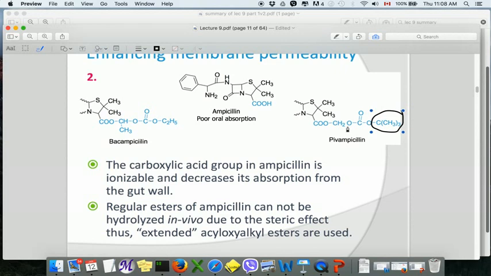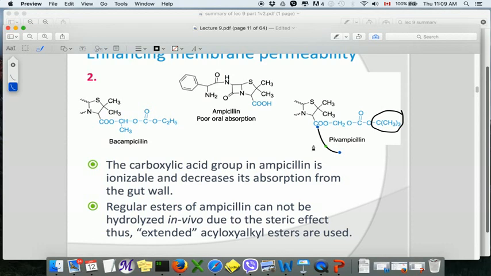So why do we have an extended ester? Because we want the esterase enzyme, when ampicillin is absorbed, to go there and break here so that we can get our ampicillin back. So this is the active one. You see the idea? If we put an ester here, and there is lots of steric hindrance, the esterase enzyme will not be able to go and break this. So you will make a prodrug, but it will not be activated inside the body.